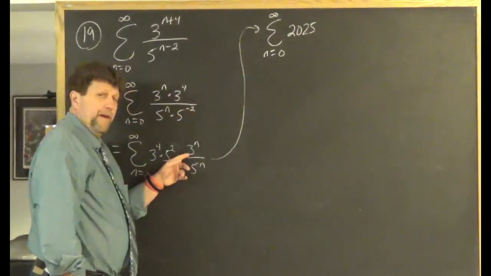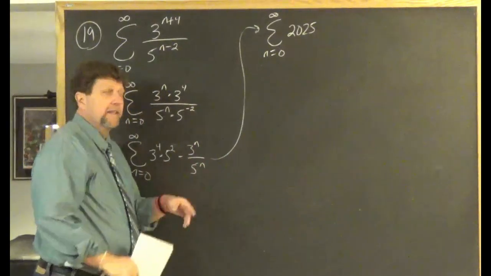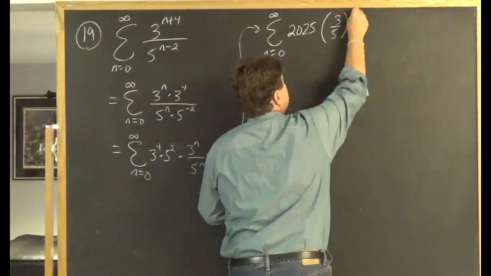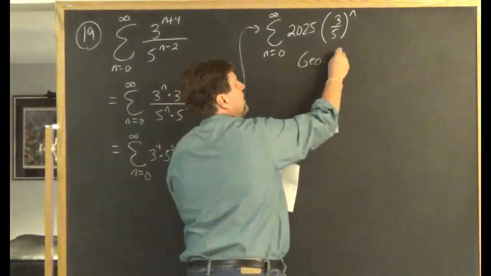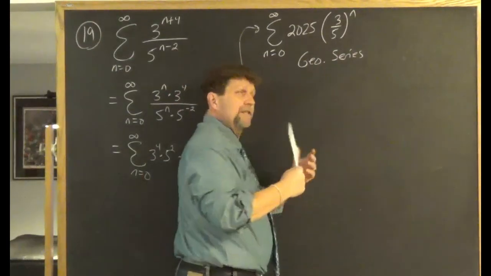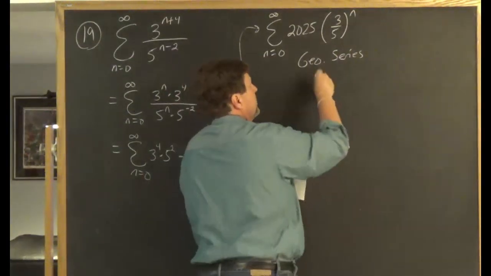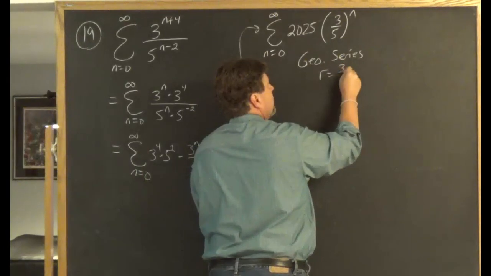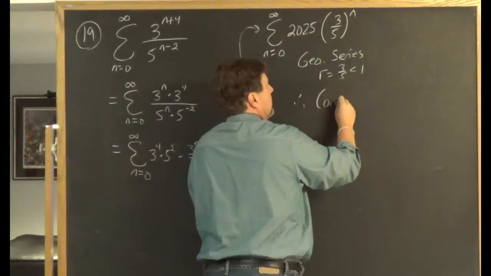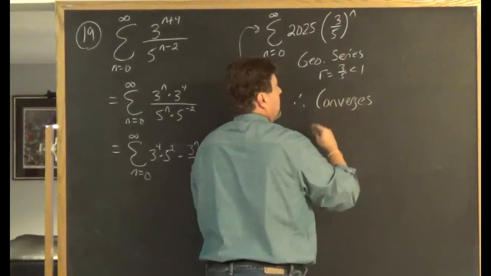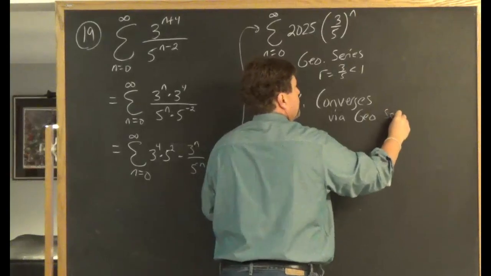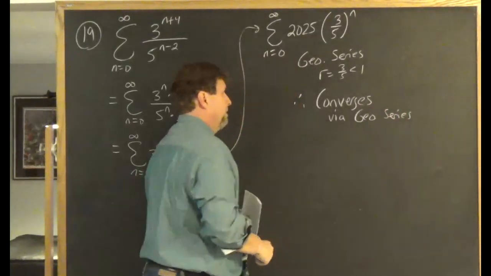And we have another rule of exponents here, 3 to the n over 5 to the n. I can rewrite it as 3/5 to the n. So yes, this is a geometric series. The original series was a geometric series. R is 3/5, which is less than 1. Therefore, the series converges because it's a geometric series.